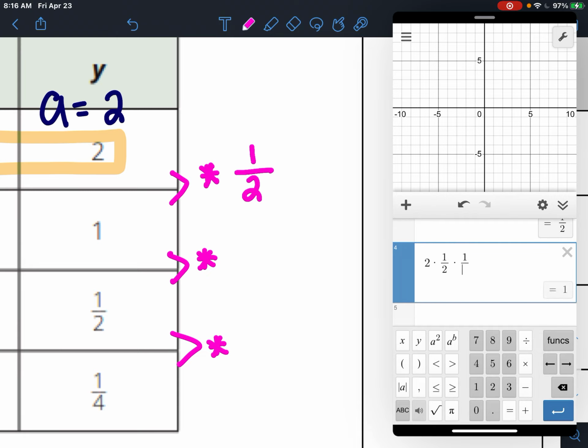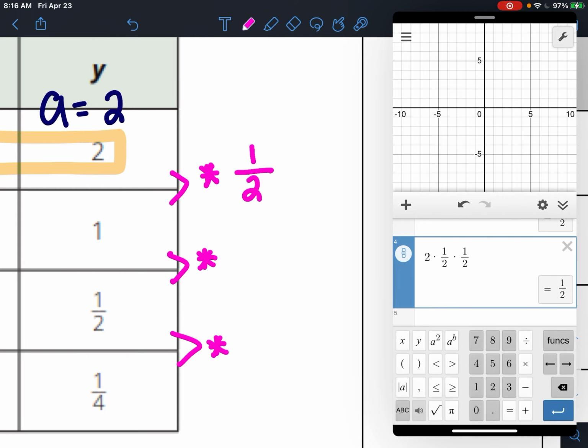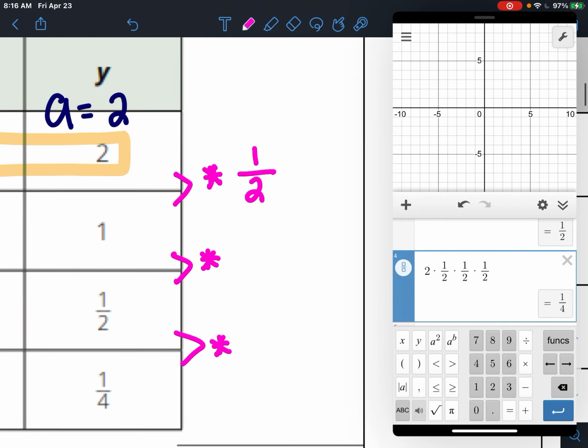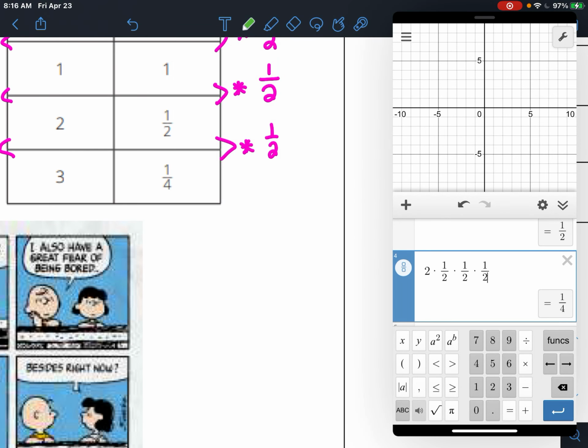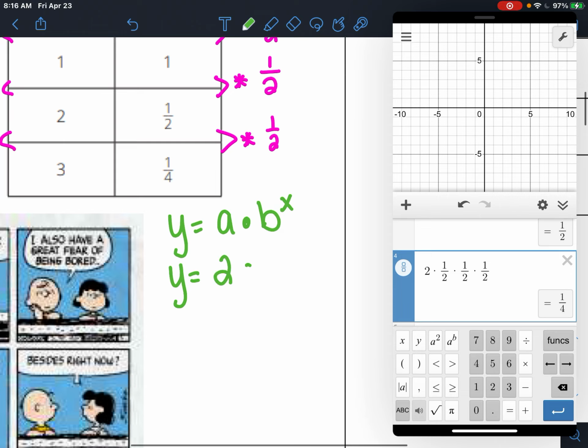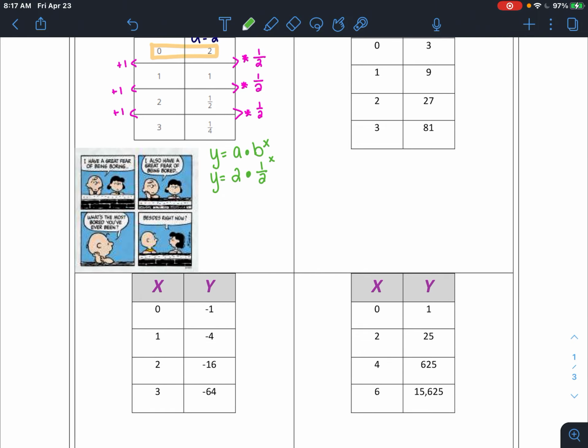Perfect. If we multiply by 1/2 again, we get 1/2. Excellent. And if we multiply by 1/2 again, we get 1/4. So that's perfect. So our multiplier in this case is 1/2, and this is our b value. So if I'm writing it down, y equals a times b to the power x. Y equals a, our y-intercept, times b, which is our multiplier, to the x power. And that's it. So go ahead, and I believe you can do the second, third, and fourth one on your own.